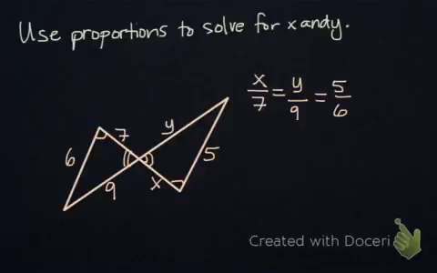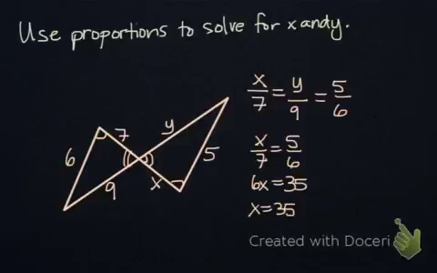So in order to solve, we need to get 2 pairs together, and we need to use the 5 over 6 because we need only one unknown. So x over 7 equals 5 over 6, and now we cross multiply. 6x equals 35. Divide both sides by 6, so we find x equals 35 divided by 6.